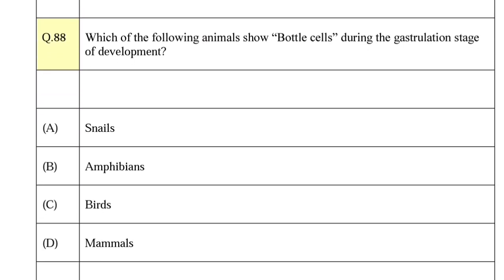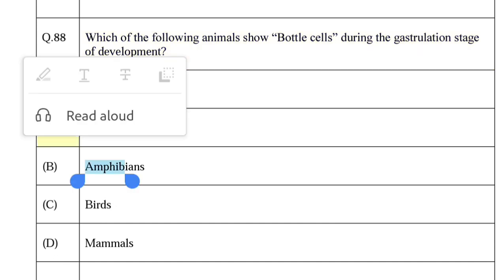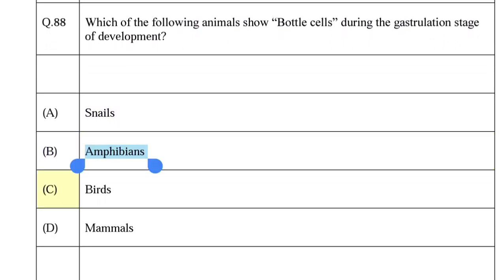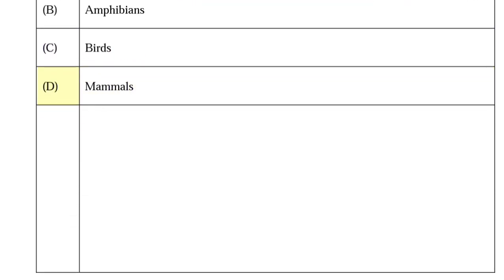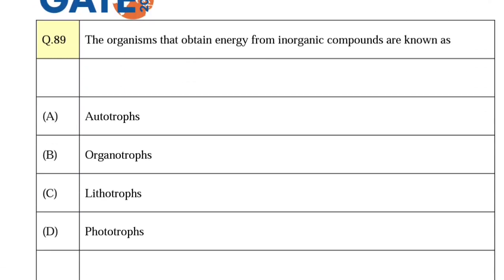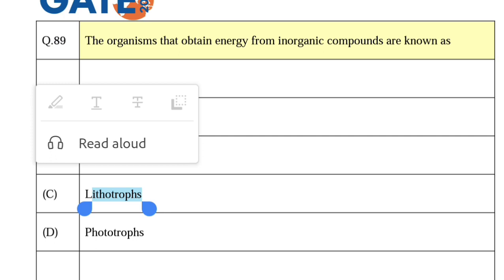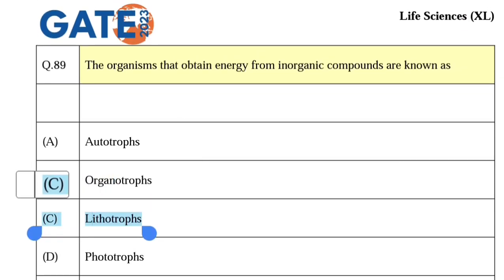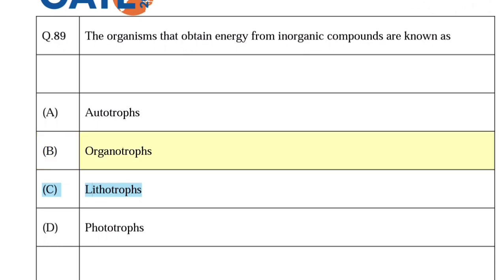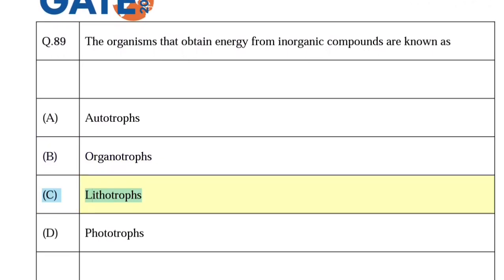Q.88. Which of the following animals show bottle cells during the gastrulation stage of development? A. Snails. B. Amphibians. C. Birds. D. Mammals. Q.89. The organisms that obtain energy from inorganic compounds are known as A. Autotrophs. B. Organotrophs. C. Lithotrophs.